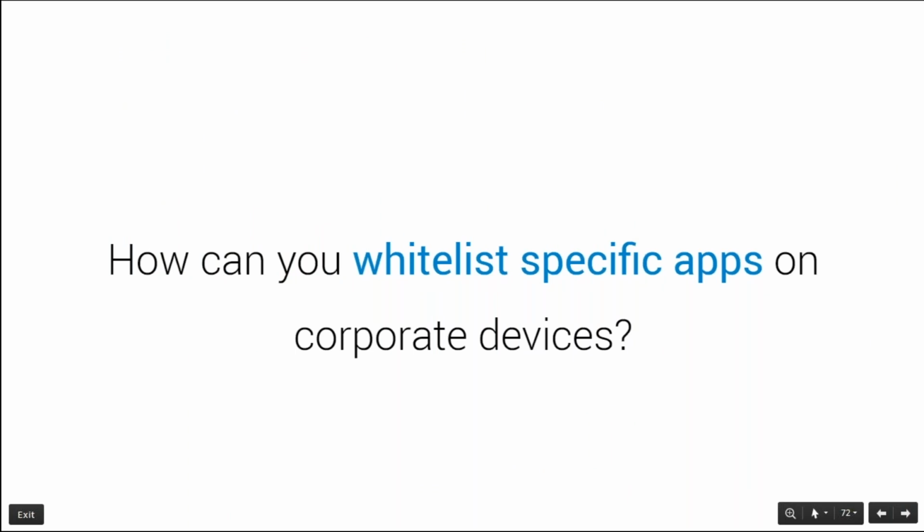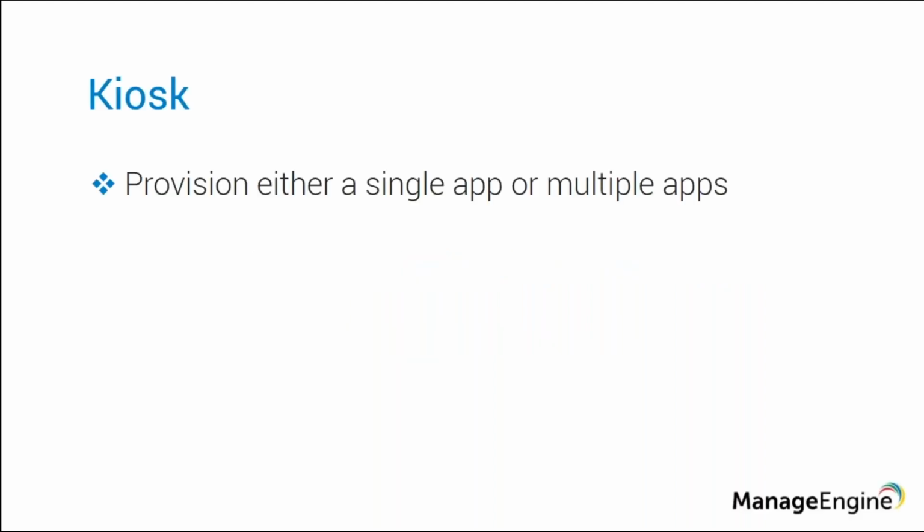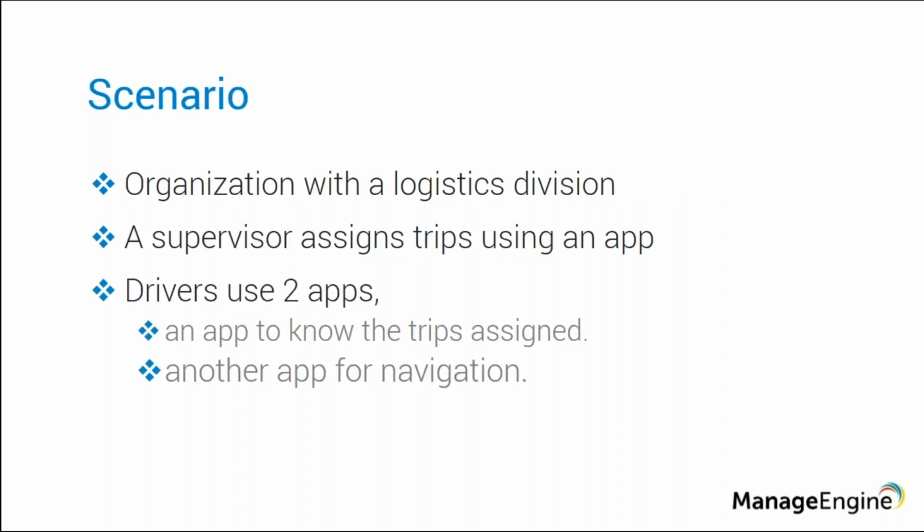Now, how can you whitelist specific apps on corporate devices? With the help of MDM's kiosk mode feature, you can now restrict devices to just a few specific apps according to your choice. As explained earlier, with the help of the kiosk mode feature, you can provision either a single app or multiple apps on a particular device and also configure device settings to ensure that the end user cannot reconfigure them later on. Now consider the following scenario.